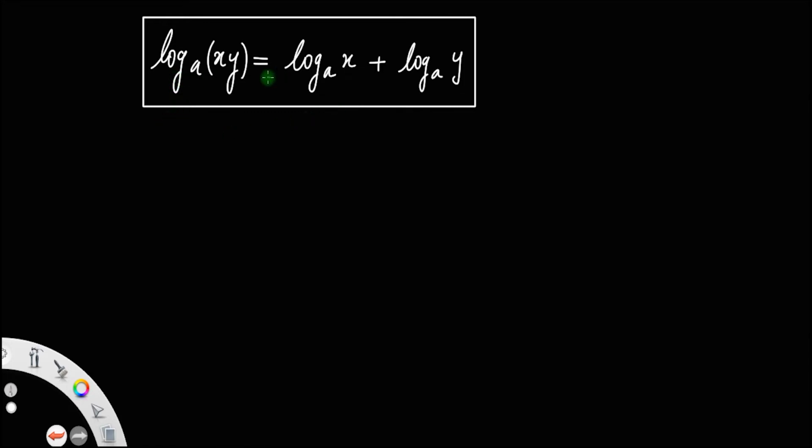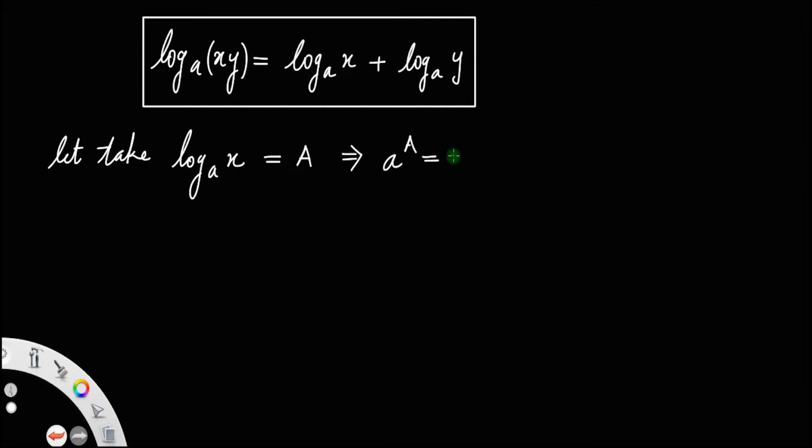So we need to prove the product rule for the log, that is log xy to the base a is equal to log x to the base a plus log y to the base a. So how will you prove this? For that, let's take log x to the base a is equal to some a, which implies a raised to a is equal to x.